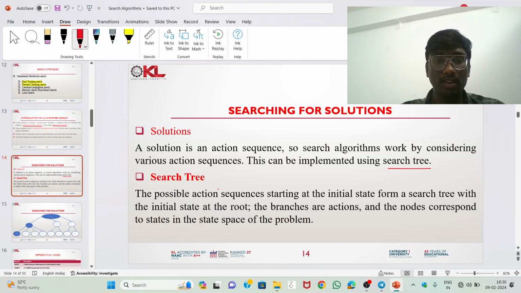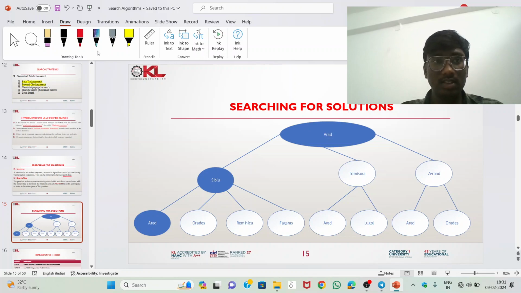Search tree. Generally, a search tree means we will start from the root node and go to the goal node, and the possible action sequences starting at the initial state form a search tree with the initial state at the root. The branches are actions and the nodes correspond to states in the state space of the problem. Here, we are searching the tree from the root node.